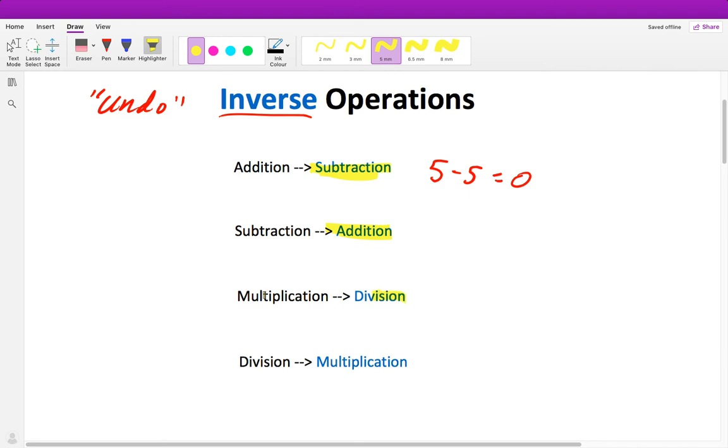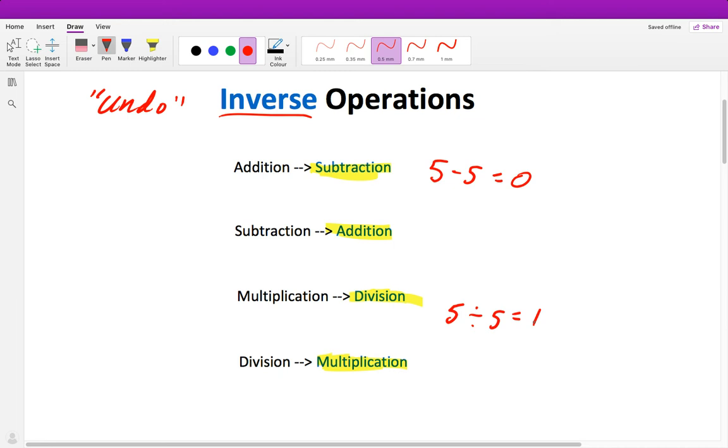If there's multiplication, then we will do division. And if there's division, we will do multiplication because they'll cancel each other out as well, because 5 divided by 5 is going to be equal to 1. So if you multiply and divide by the same number, it reduces to 1, which leaves us with just our variable.